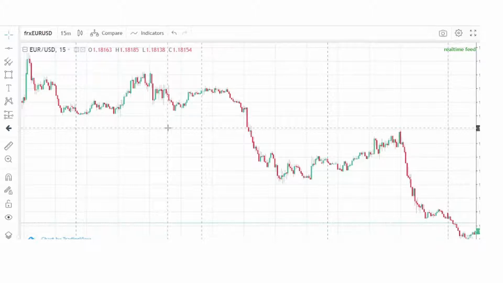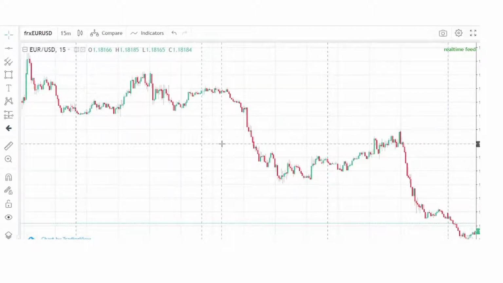Not only are we looking at ranges, we are also looking at sessions. So in the Forex market, we are dealing with sessions. We have the Asian session, we have the London session, and we have New York. So those are the main sessions that we have.